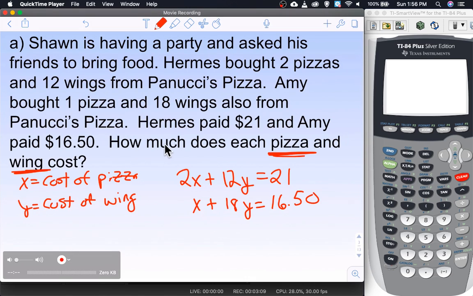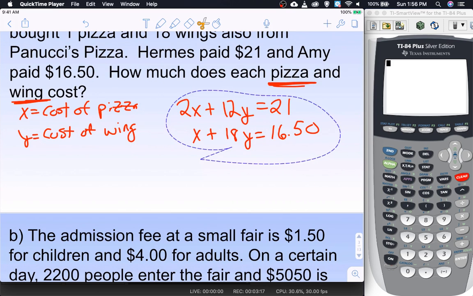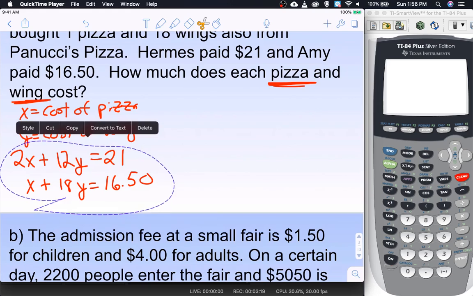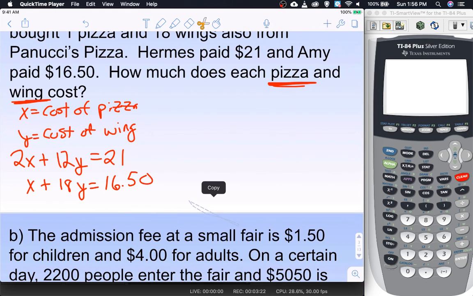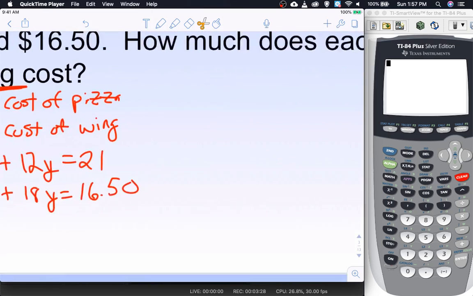Now, all we need to do in order to figure out how much each pizza and wing costs is solve this system of equations. So we don't even need the word problems anymore. So I'm going to take this and slide it over here a little bit, and do 1 or 2 more quick things. I'm going to shrink this down, just to give myself a little more space to avoid having to get a whole other page in here.